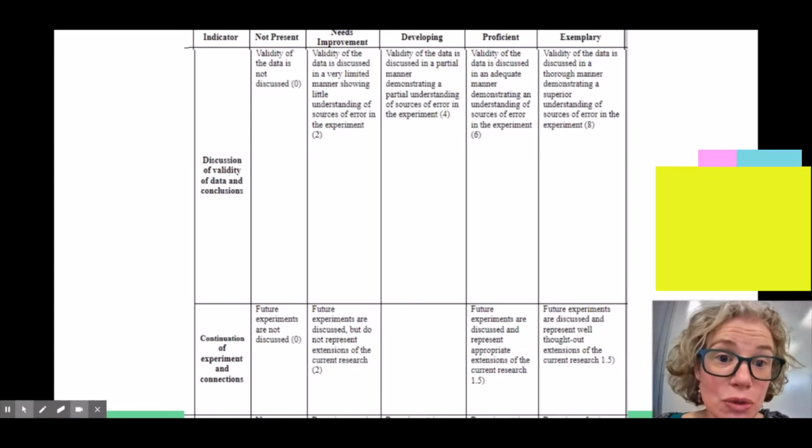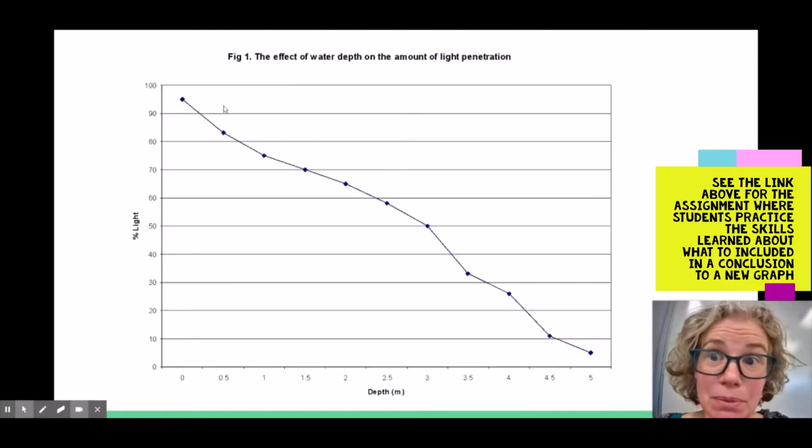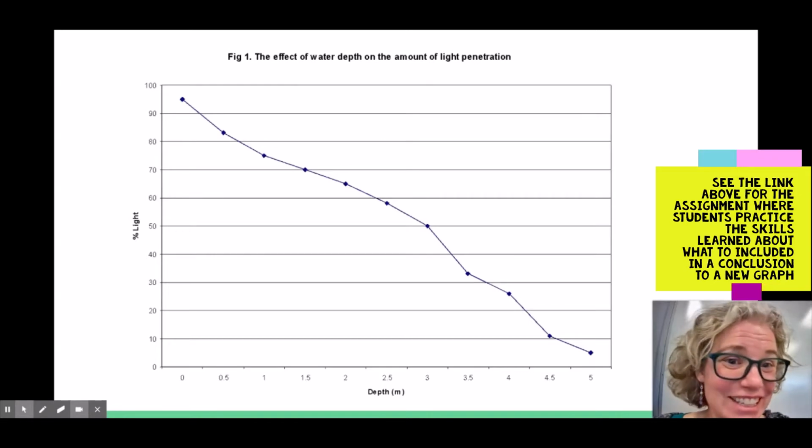And then we're going to write an example conclusion using a graph as our data source. So that's the plan. Let's go ahead and get started.